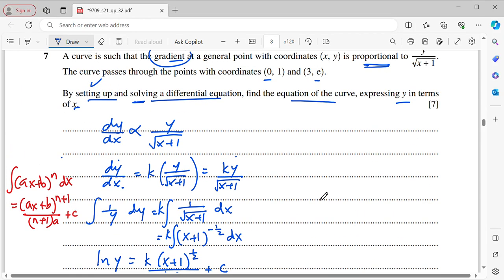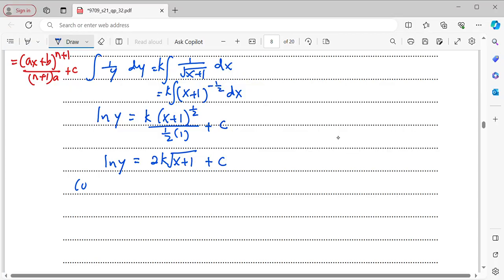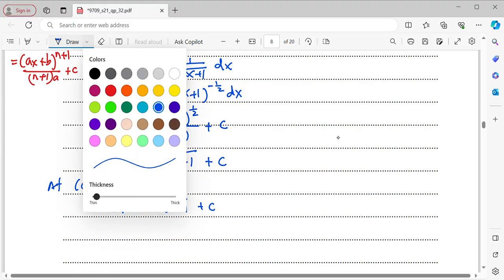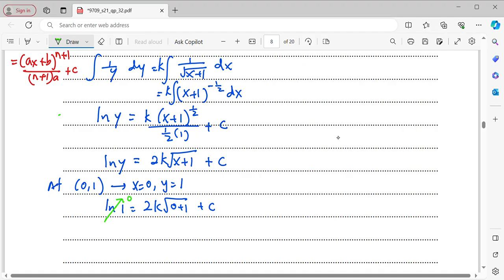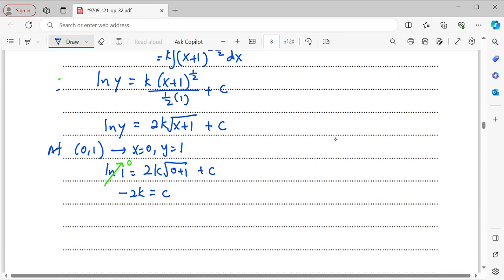Okay, now to get the solution, firstly we have to replace (0, 1) or (3, e). So I will replace (0, 1) first. At this point, x is 0 and y is 1. So I will get ln 1 equals 2k square root of 0 plus 1 plus c. Here ln 1 is 0, so on the left side this is 0. Then I will get negative 2k square root 1, which is 1, equals c. Okay, this is my first equation.